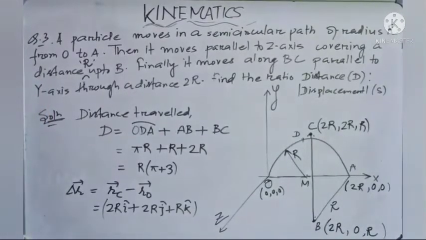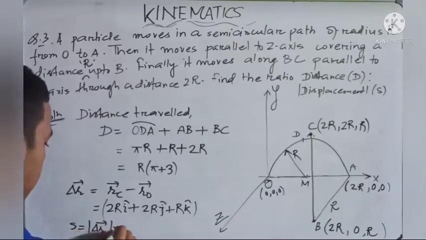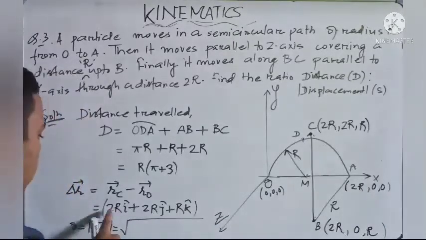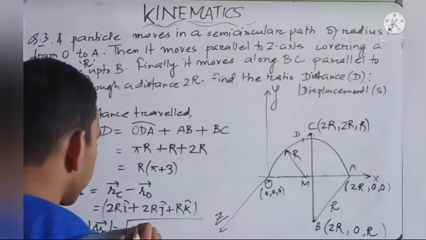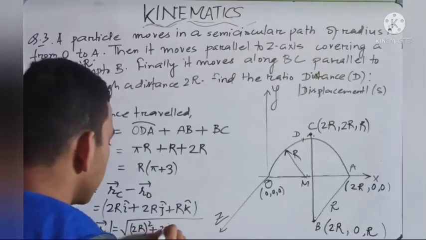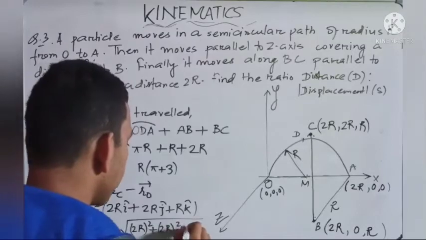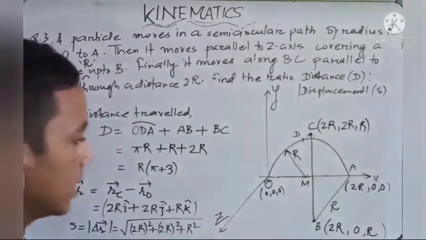Now we are requiring S, which is basically the magnitude of delta r vector, which we can easily find using the formula: square root of 2r whole square plus 2r whole square plus r square. Let's rub the board.